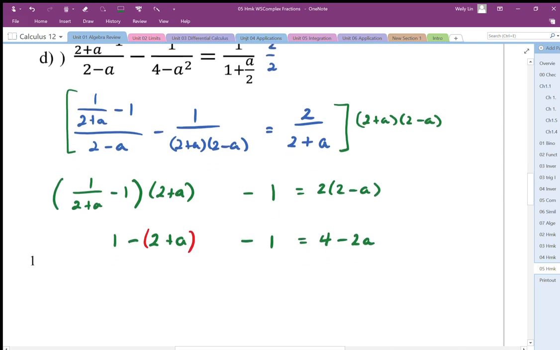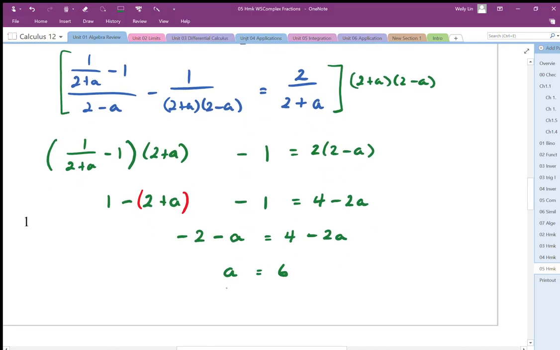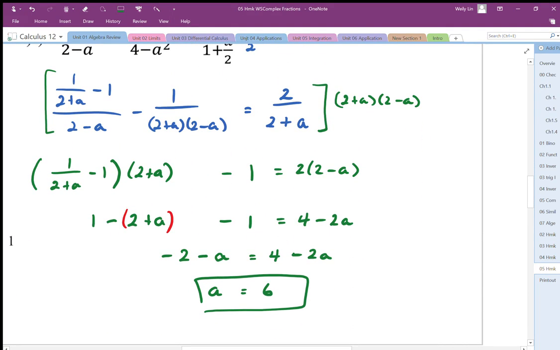And I multiply out these brackets. So simplifying this, I get -2 minus a, remember that became a minus, equals 4 minus 2a. I'm going to add 2a to both sides, so I get 2a plus -a is just 1a on this side. Add 2 to both sides, I end up with a equals 6. So that's my final solution. And checking that against my restrictions, yeah, it passes my restrictions. So a equals 6 must be my solution.